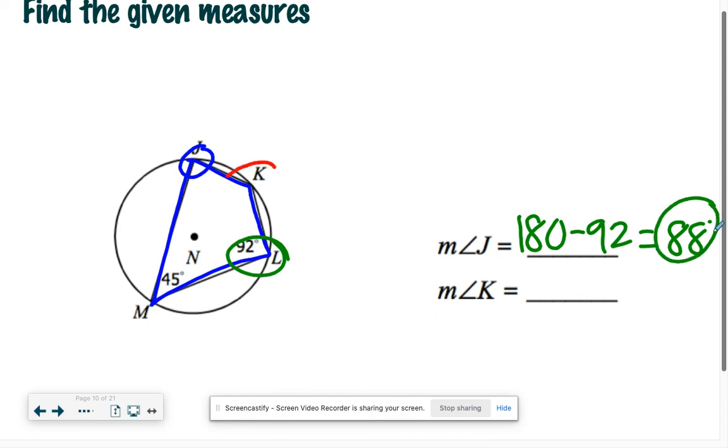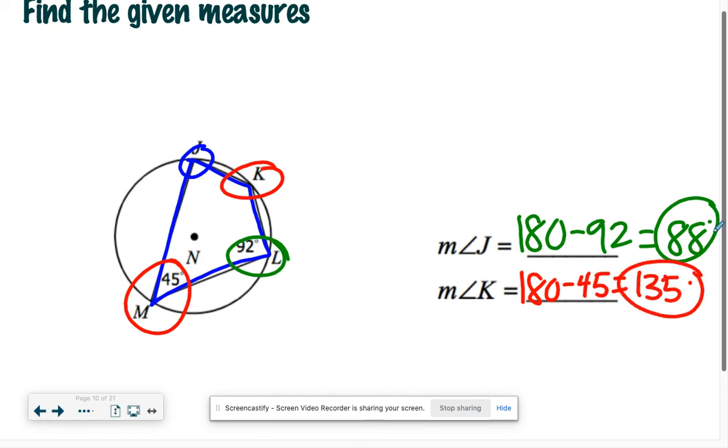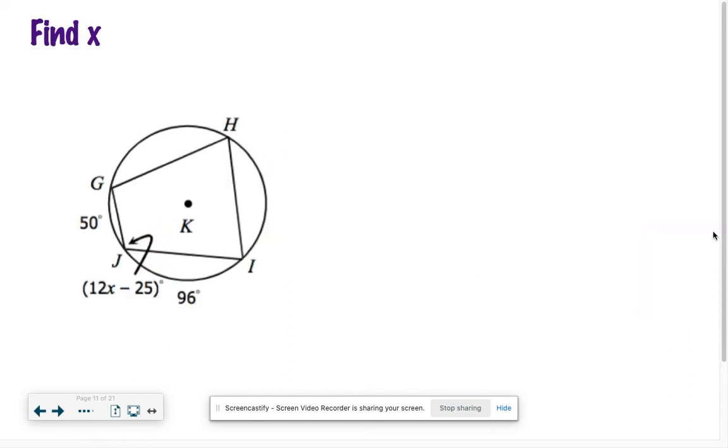All right, angle K is opposite angle M, so same story. 180 minus 45 gives us 135. And now we're done. Moving on to our last example for this video lesson, folks. Find the value of x.